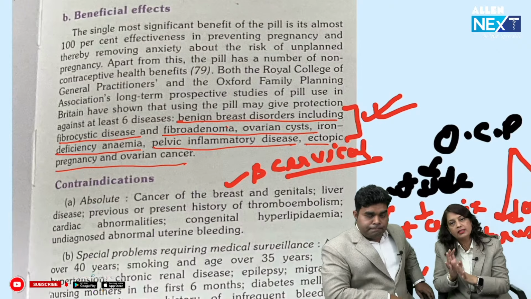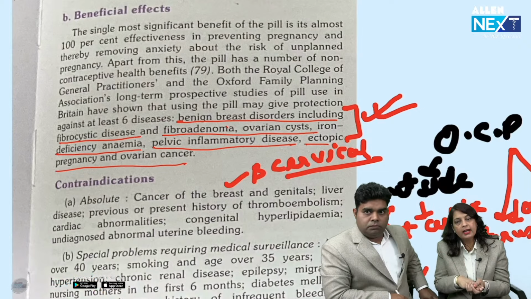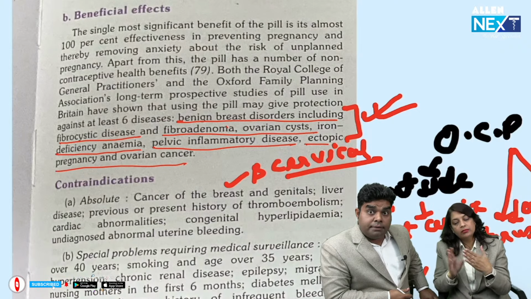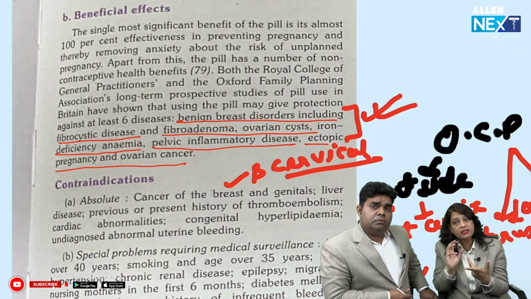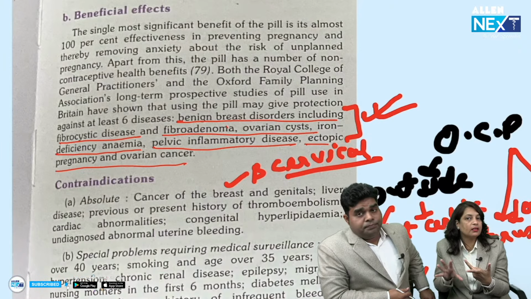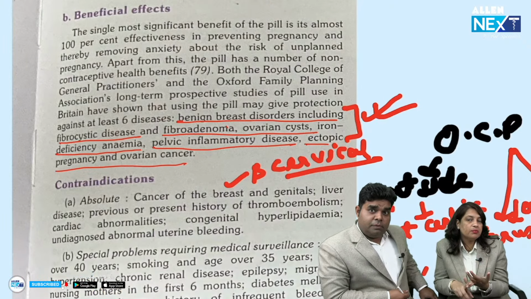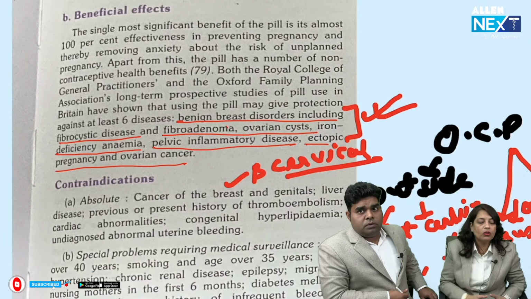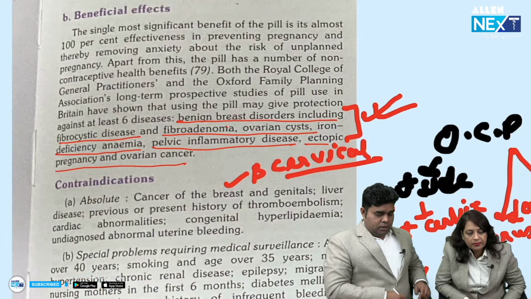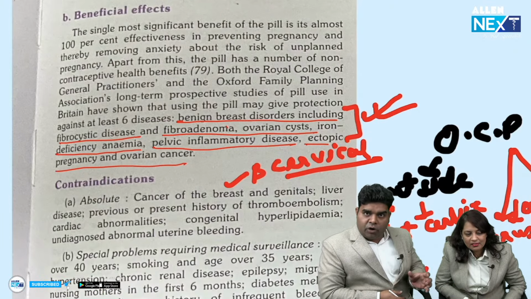This is among the cancers. And then autoimmune disorders and all, as I said. Other benefits are in menstrual disturbance, where this is the contraceptive of choice. Then in premenstrual syndrome, dysmenorrhea, PCOD, hirsutism, acne, all these things. So that is the summary of the benefits and the contraindications.